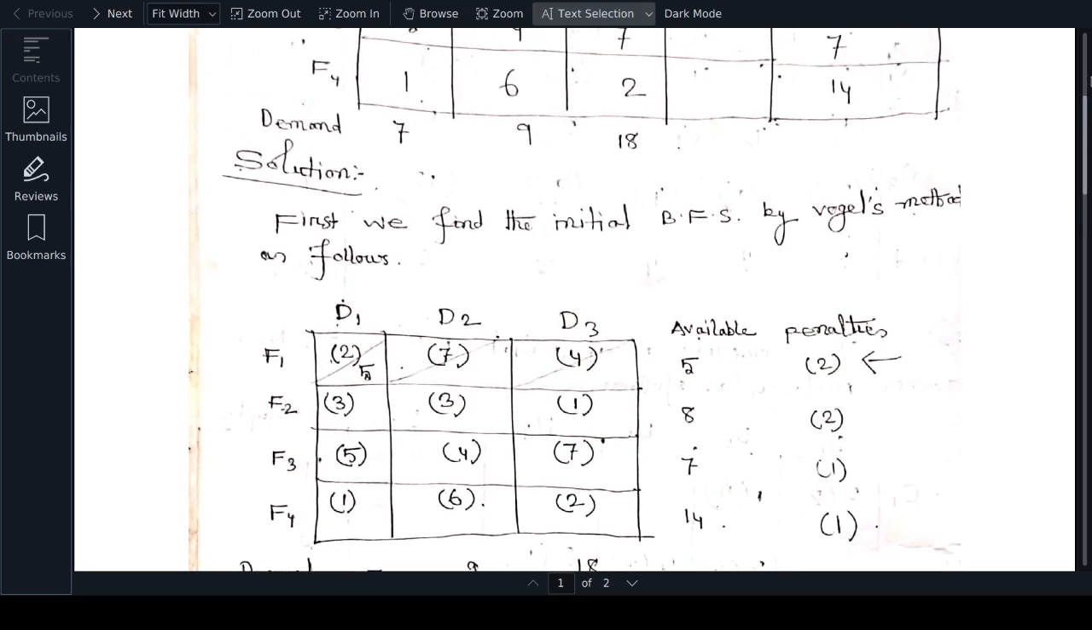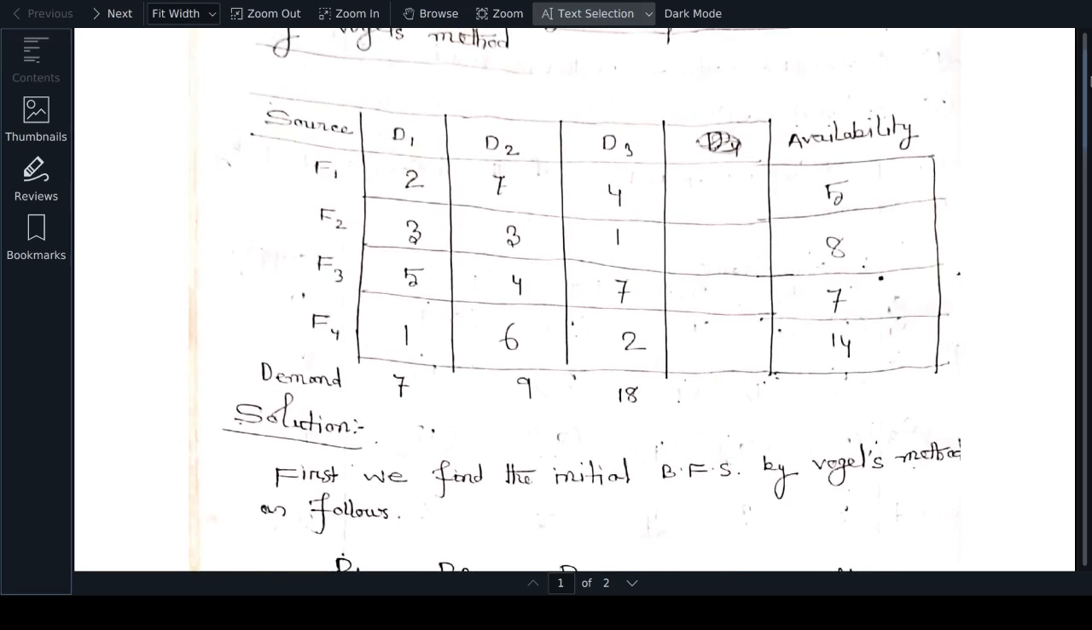The summation of Ai should equal the summation of Bj. The summation of Ai, you consider the demand 7, 9, 18. So summation means sum: 7 plus 9 is 16, plus 18 is 34. Equal to the summation of Bj: 5 plus 8 is 13, plus 7 is 20, plus 14 is 34. So this is a balanced transportation problem.